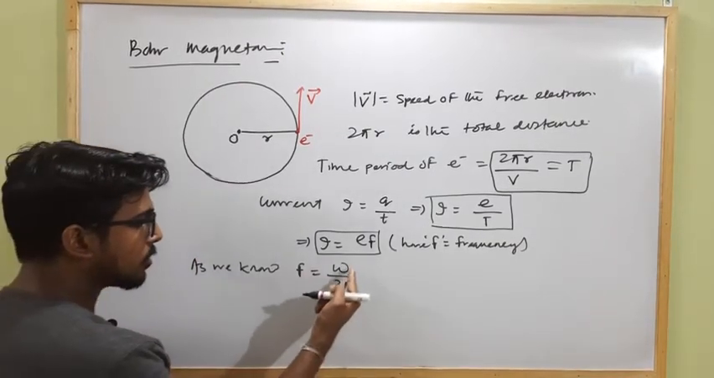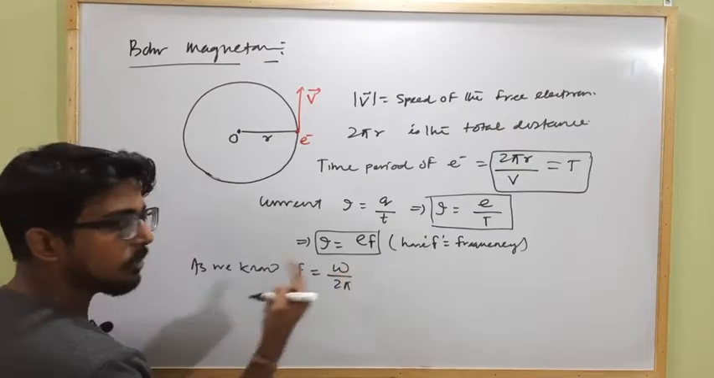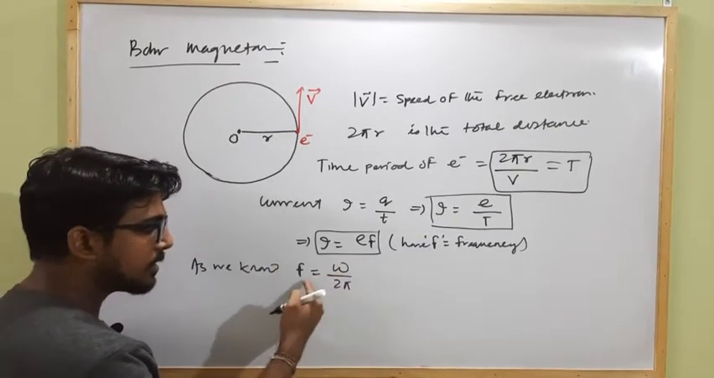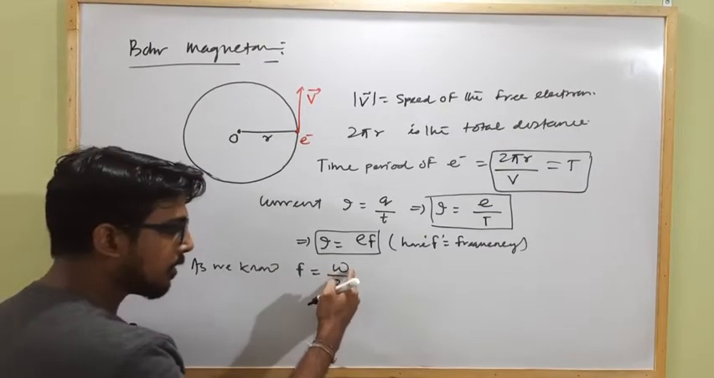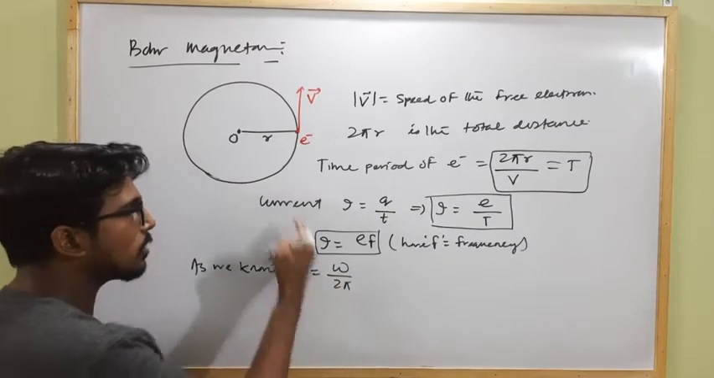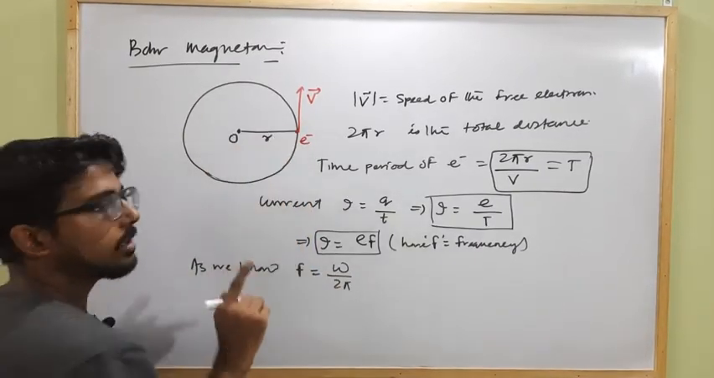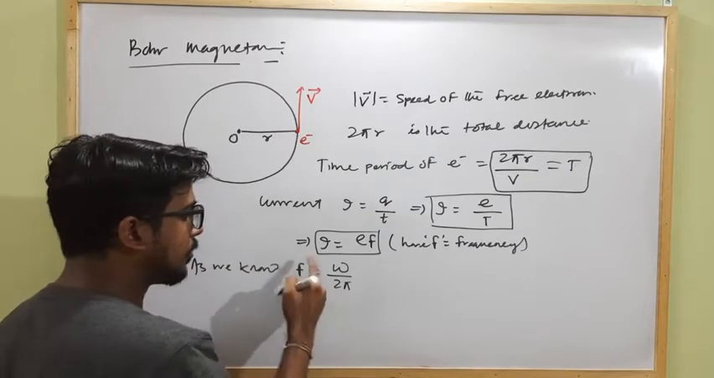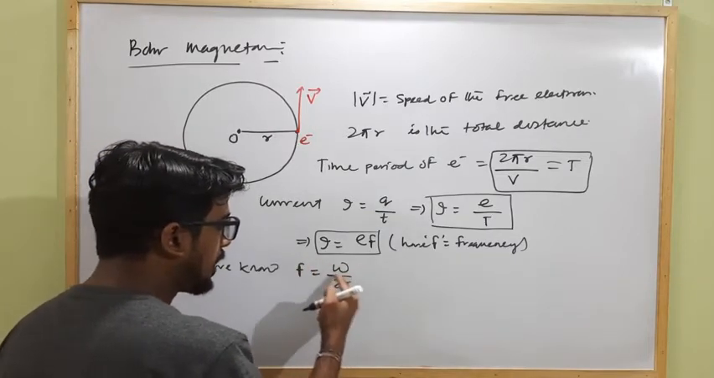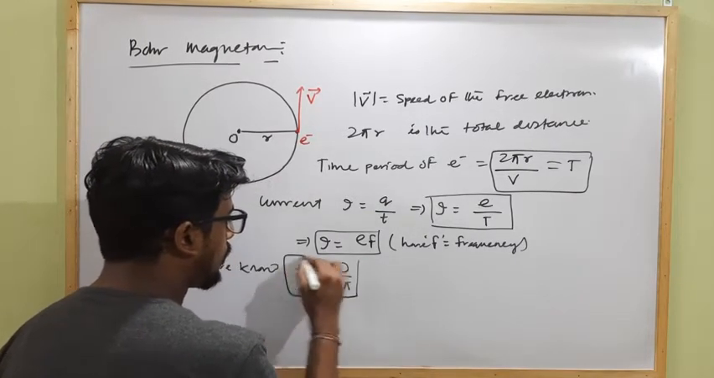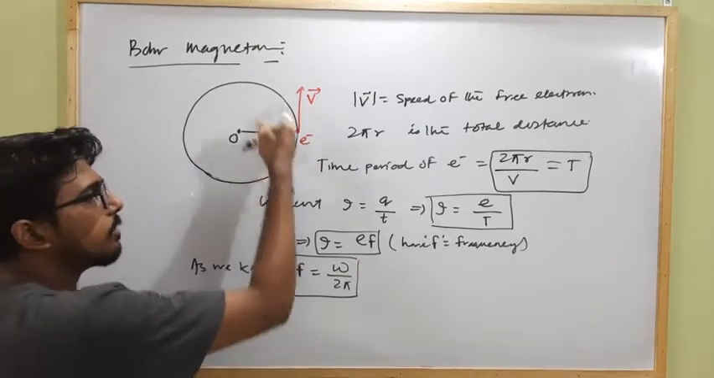Frequency is equal to how much? Omega by 2 pi, or 2 pi f equals omega. Omega is your angular frequency, or the angular velocity, and f is the linear frequency. Frequency is the total number of cycles in 1 second. So f can be written as omega by 2 pi. Omega is the angular frequency or the angular velocity of the free electron.